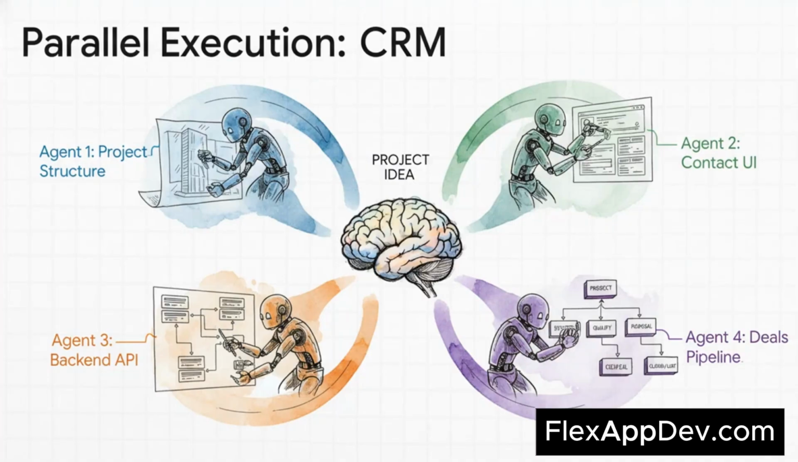And here's what that looks like in the real world. Imagine you're building a CRM tool. Instead of one agent slogging through it step by step, you can have 4 agents working at once. One is building the project structure, another is creating the UI, a third is setting up the backend API, and a fourth is building the deals pipeline. This is how you actually get that 10x faster development people are always talking about.